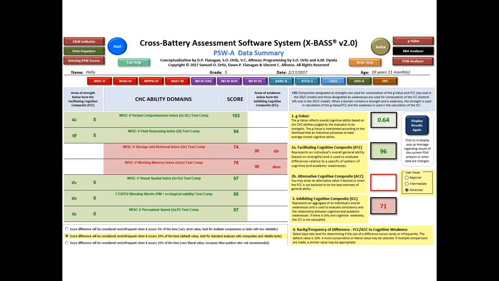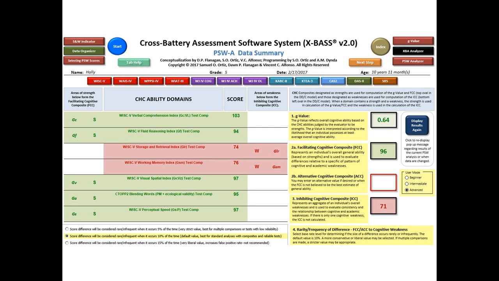The composites are calculated using a formula that uses median reliabilities of each of these areas. So median reliabilities for all the areas that are strengths for the formula for the FCC, as well as the median intercorrelations among all of the areas of strength, and then uses the standard formula to calculate the composite. So the composite is an estimate of G. It's like a proxy for G, or general intelligence.